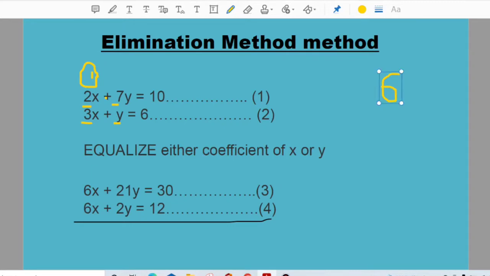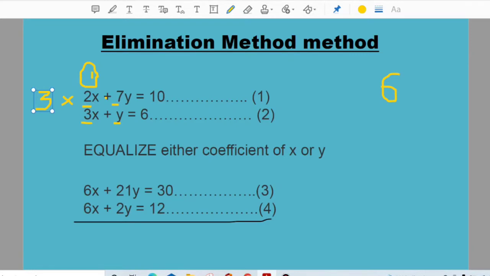6 आ गया हमारे पास LCM. अब हमें क्या करना है, हमें इस फर्स्ट इक्वेशन के साथ ऐसा कुछ करना है जिससे जब हमारा 2x है वो 6x बन जाए. To make 2x into 6x, the easiest thing you can do is to multiply it by 3. 3 into this whole equation. Now it will become 6x.